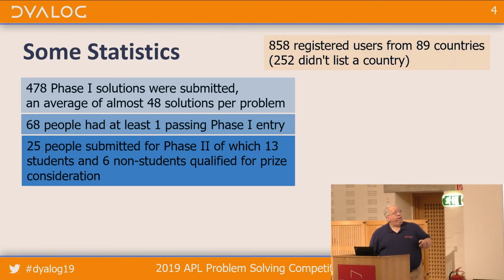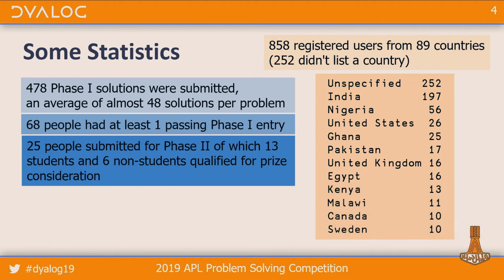We had 858 registered users from 89 countries, and 252 of those didn't list a country. These are the countries that had 10 or more registrants. So you can see that there's some untapped APL market in Nigeria that we need to go after.